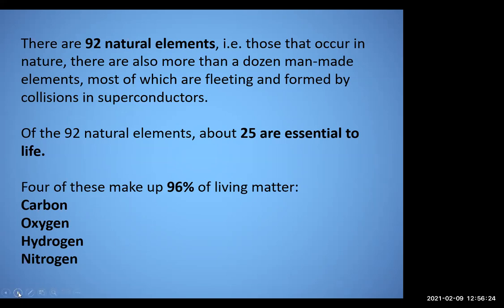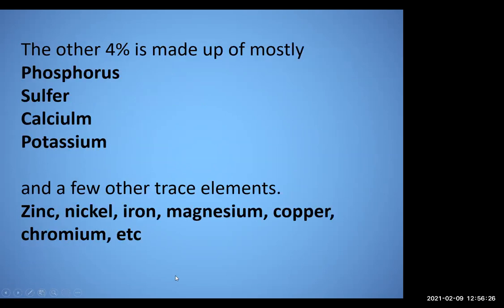The other things that are needed for life are not needed in very large amounts. Phosphorus, sulfur, calcium, potassium, and some heavy metals: zinc, nickel, iron, magnesium, copper, chromium, et cetera. These are all elements that are essential to life. You can't live without them, but they're not needed in as large quantities as the carbon, oxygen, hydrogen, and nitrogen.